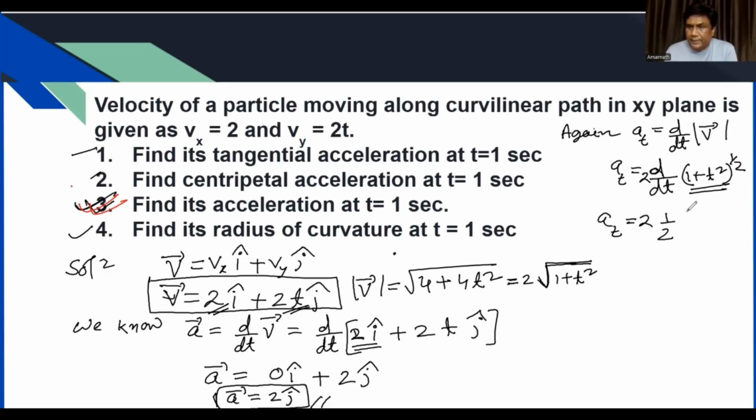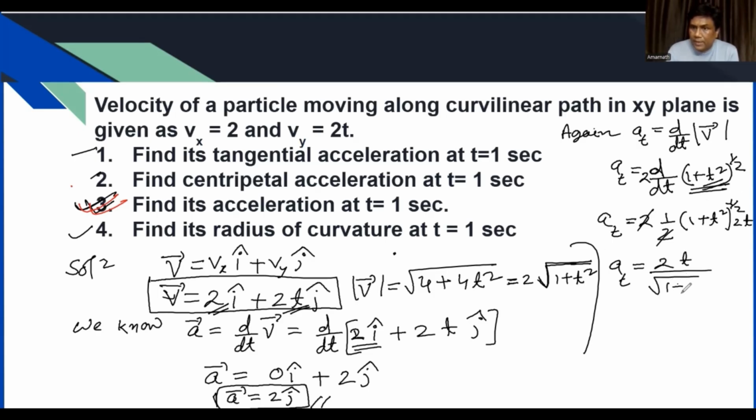1 plus t square, that is x. And half minus 1 is minus half. And again, I have to differentiate this part. Now that differentiation will be 2 into t. Remember, it will be a little bit big differentiation. So 2 will get cancelled. So at equal to, your at will be what? 2 into t by under root 1 plus t square.